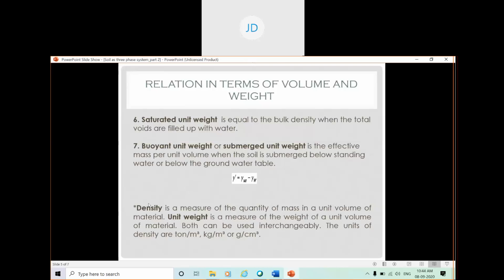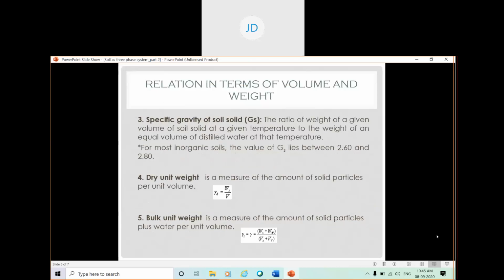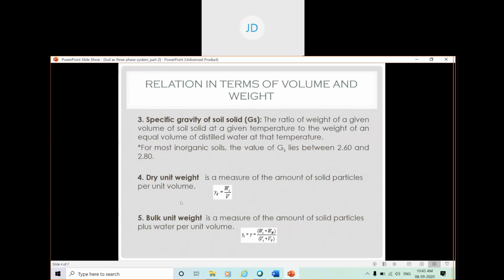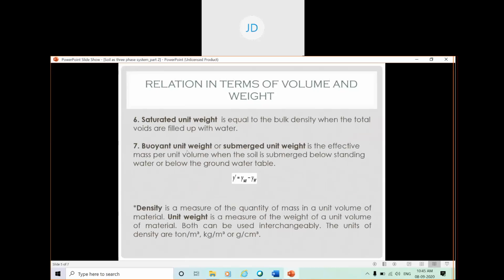And now, density. Till now we have discussed different types of unit weight of soil. How many types did we get? Bulk unit weight, dry unit weight, then unit weight of solids or particle unit weight, and saturated unit weight and submerged unit weight. So there are different types of unit weight we can find out for a particular soil.